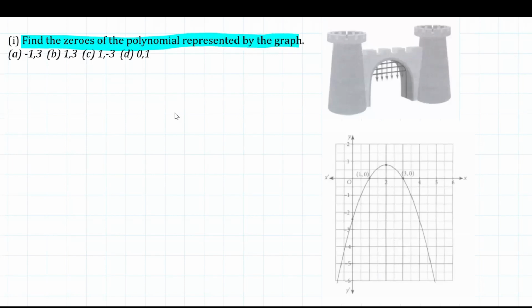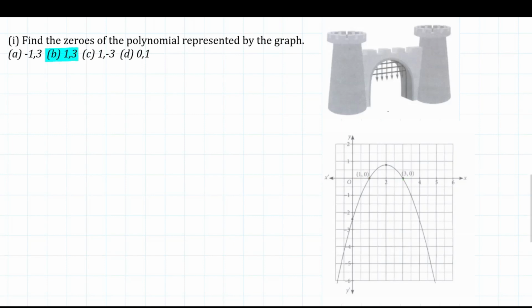Now zeros are what? They are the x coordinates of the points where the graph touches the x-axis. One more time, this is our x-axis, and the graph is touching the x-axis at these 2 points. The x coordinates of these points, though a bit blurred, I can read as 1 and 3. So we can say that the zeros of the polynomial are 1 and 3.